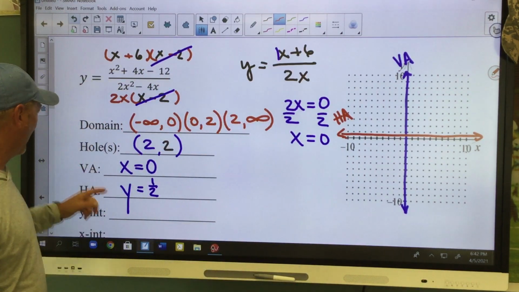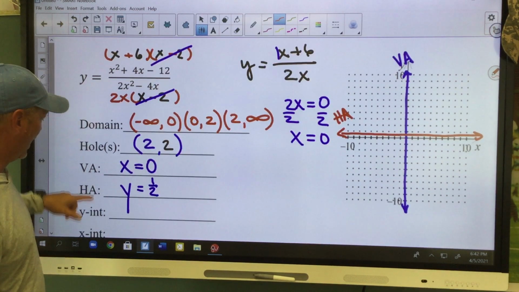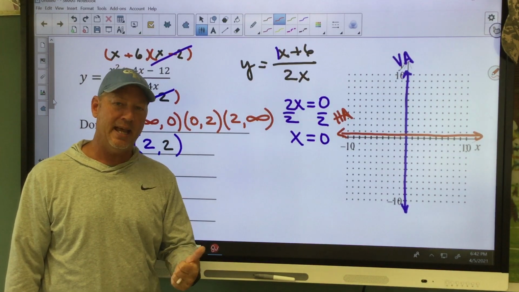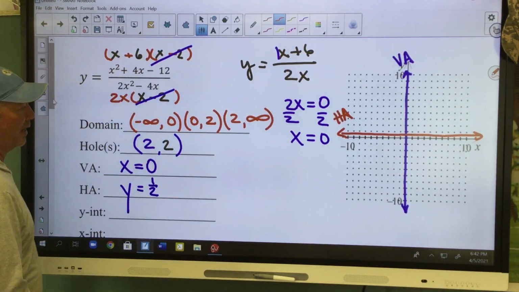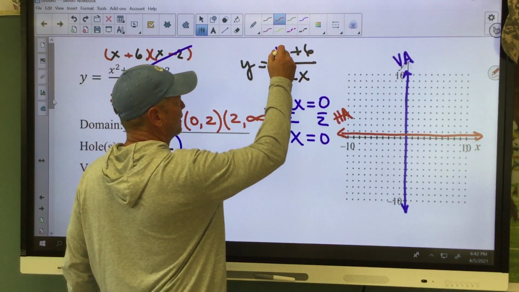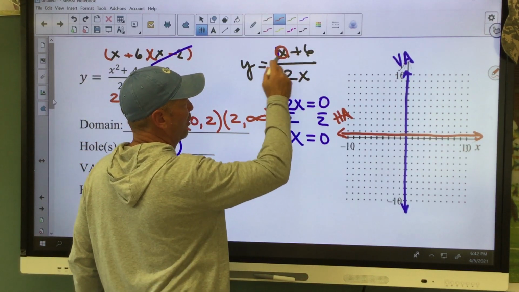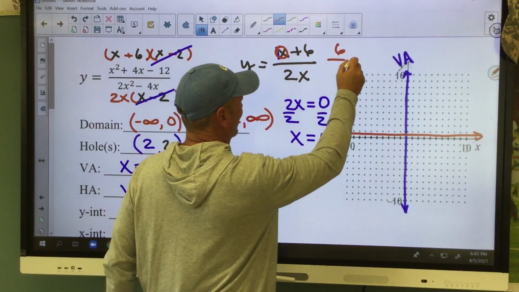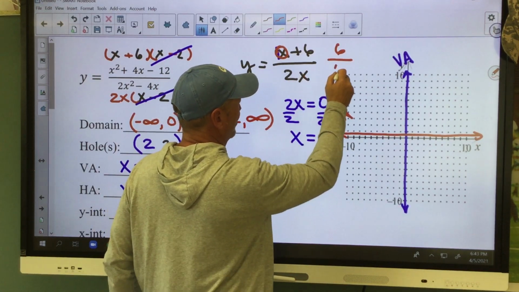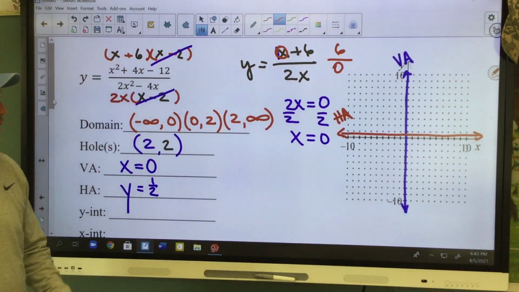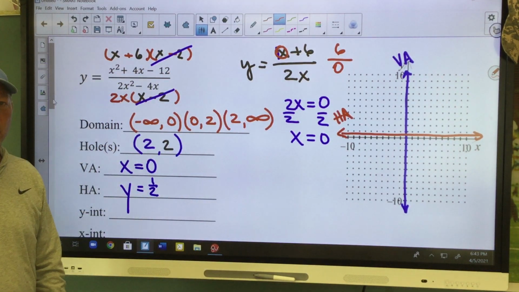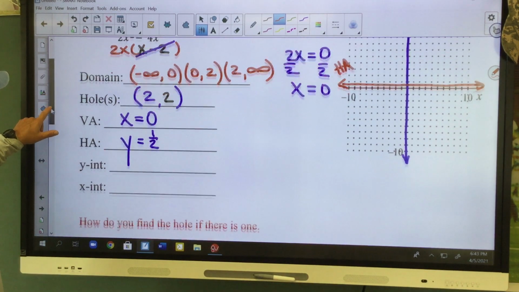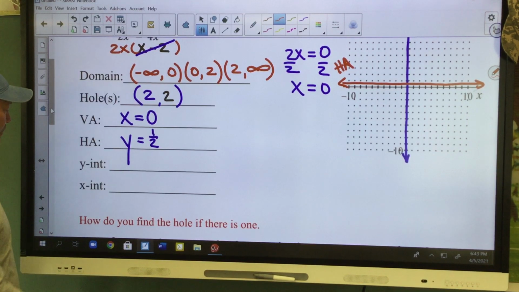Okay? All right, so we need to find our y-intercept. How do we find our y-intercept? We said that we were going to substitute a 0 for the x. So we're going to put a 0 for the x. 0 plus 6 is 6. 0 times 2 is 0. Uh-oh. We can't have a 0 in the denominator. So in this case, when this happens, as far as y-intercepts go, we were going to say none.